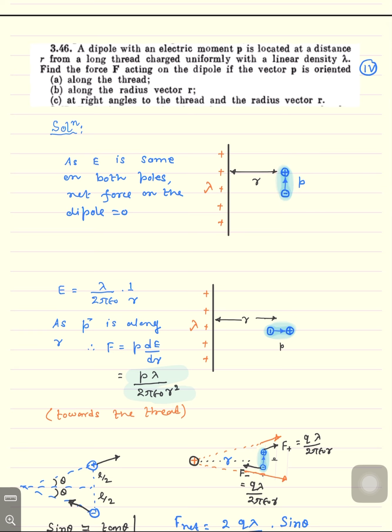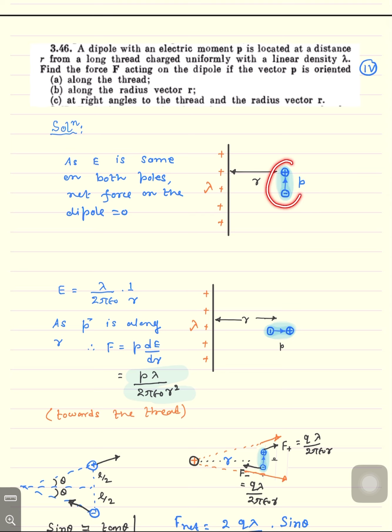It is placed at a distance r. It is located at a distance r from the thread. In any case, it is at a distance r in all the cases from the thread. In the first case, it is along the thread. That means the P vector is parallel to the thread.